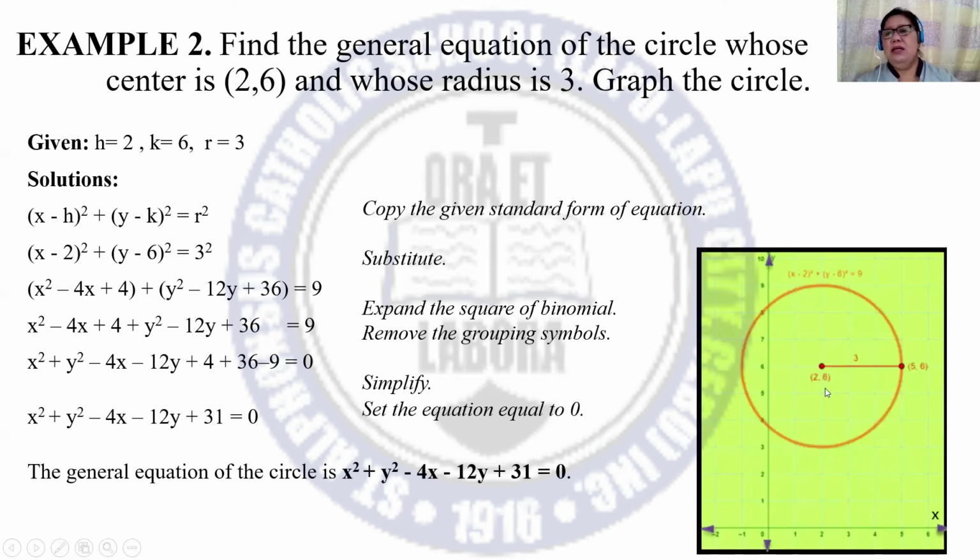And this is the graph. Center with coordinates 2, 6. The radius is 3. And this point with coordinates 5, 6. Do not forget the name of the circle. You have to write the equation.